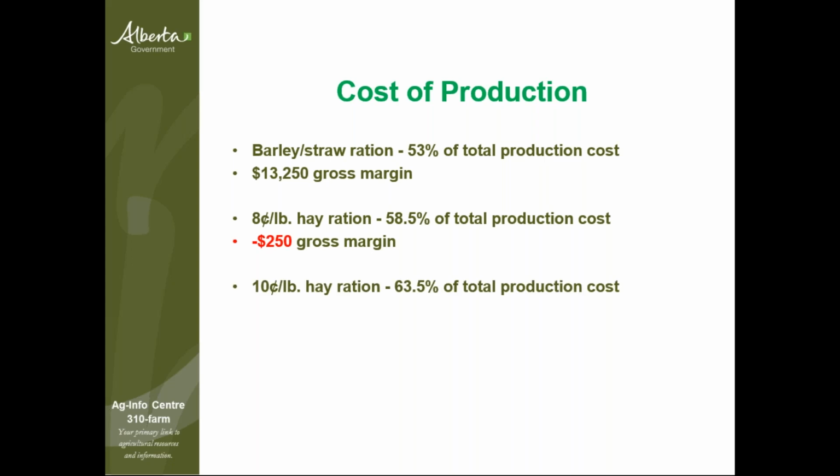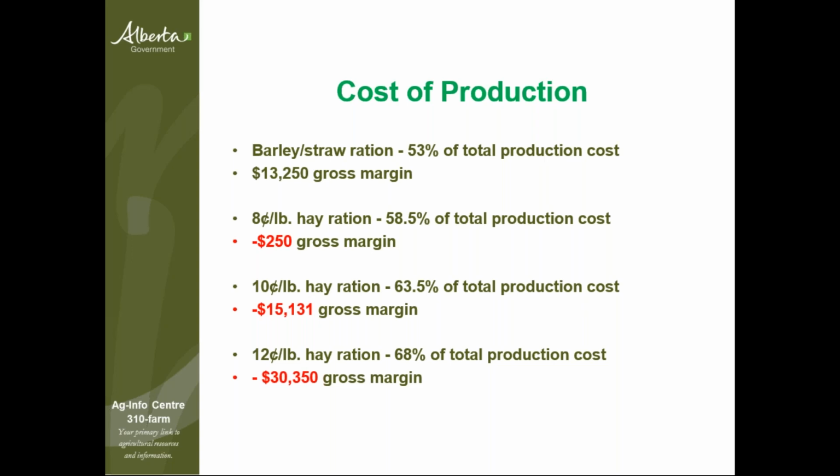I also ran the 10 cent a pound ration through Rancher's Return and came up with a production cost increase of another 5%, up to 63.5% of total production cost. That resulted in a negative $15,131 gross margin, so a loss of $15,000. A person would have to sell about 12 cull cows just to cover that cost. And it's no surprise the 12-cent a pound hay ration increased total production costs up to 68%. We've always said that feed costs in any cow-calf operation are the majority of the production costs, and it increases as the price of hay goes up. That person would have lost about 30 grand, or he'd have to sell about 25 cows just to cover that.